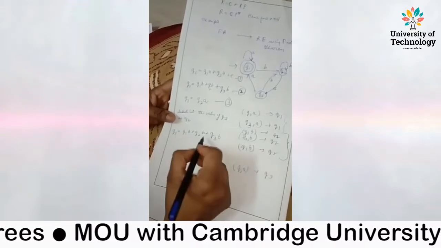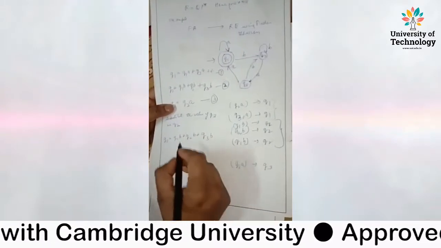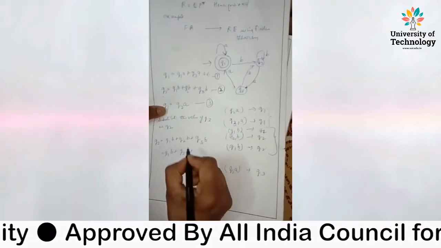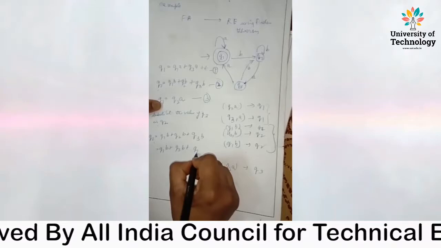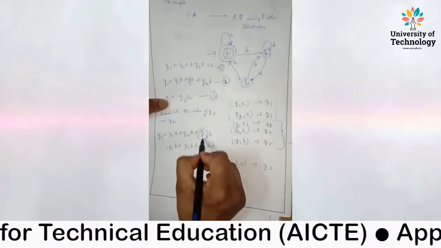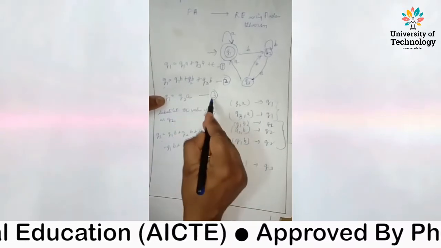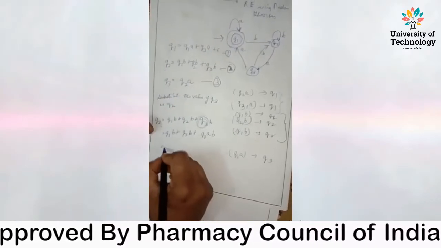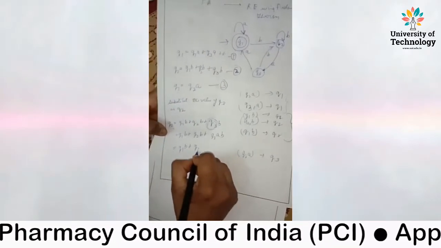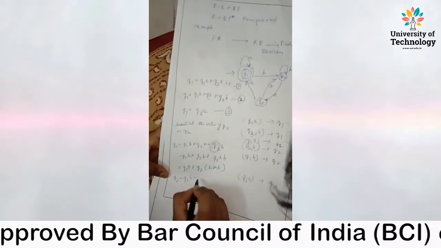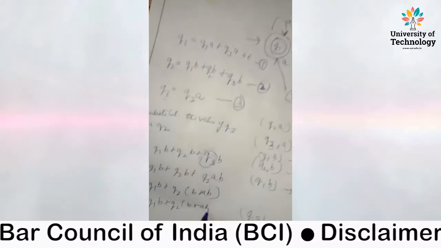Now what you are doing? You are substituting the value of Q3 into Q2. So what is the value of Q3? Q1B plus Q2B plus, what is the value of Q3? Q2A, and then B. So we have substituted the value of Q3 from equation number 3 into equation number 2, right? So this is what it's coming. Now it can be written as Q1B plus Q2B plus AB, right? And Q2 is equal to Q1B plus Q2B plus AB.